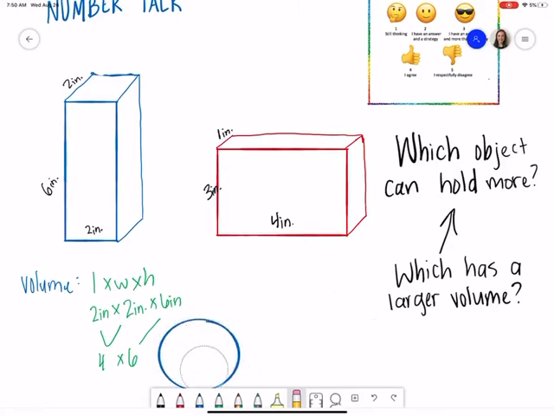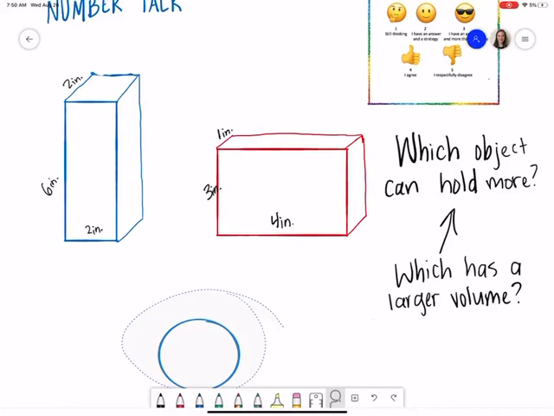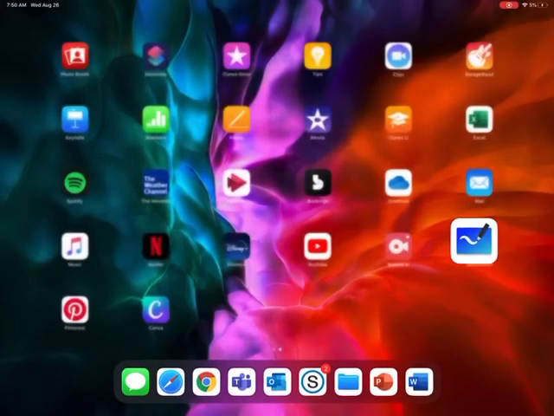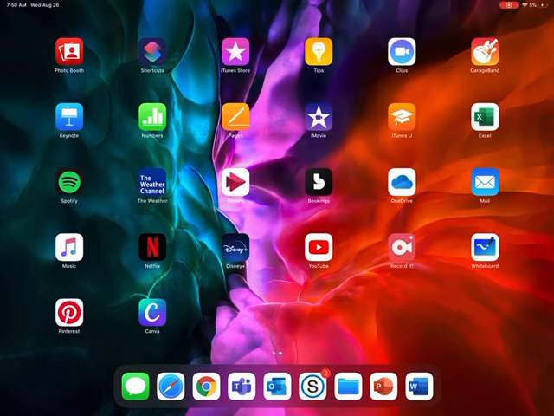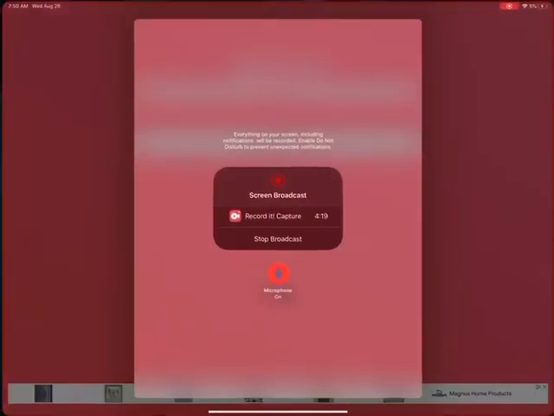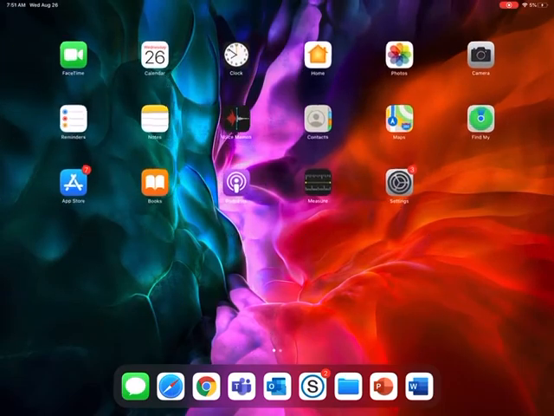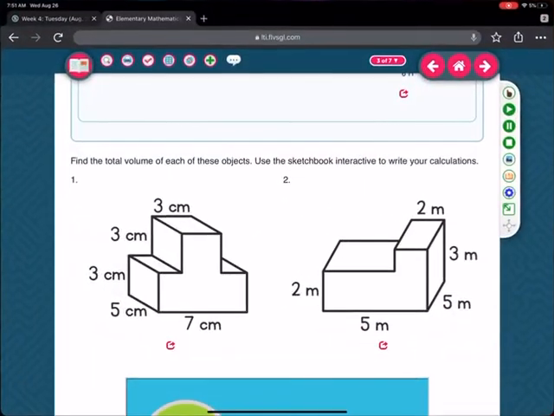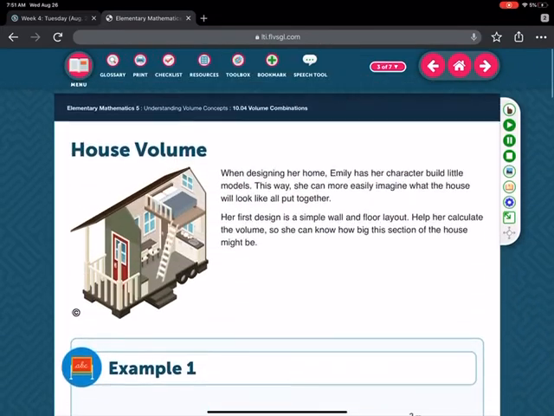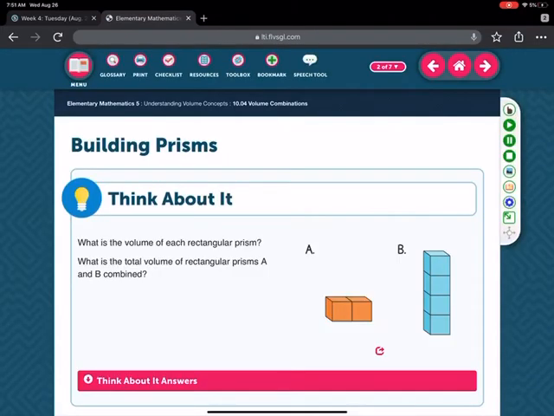Okay, so we're going to keep moving on, and we're going to just quickly look at yesterday's lesson. So let's look at this. Here it is. So let's start from here.